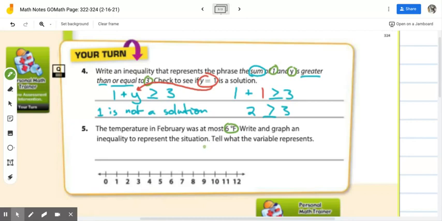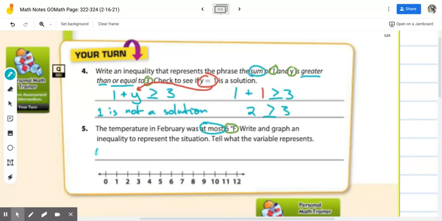And that's all we have so far. Let's look up clue words. Temperature in February was at most. At most. That is definitely a clue word, at most. Now, if you look at our clue words and phrases for inequality, you'll notice that at most means less than or equal to.